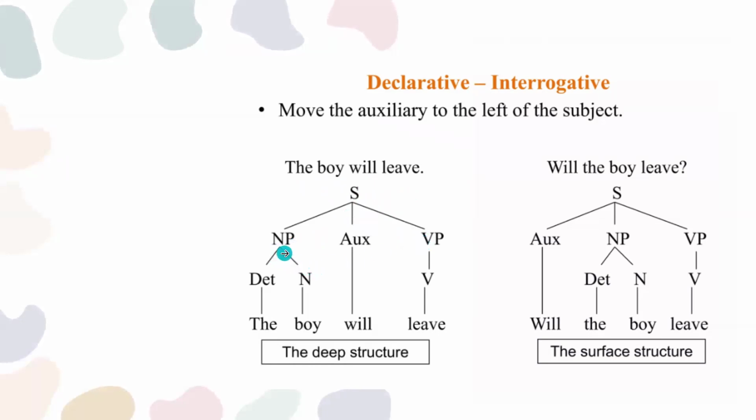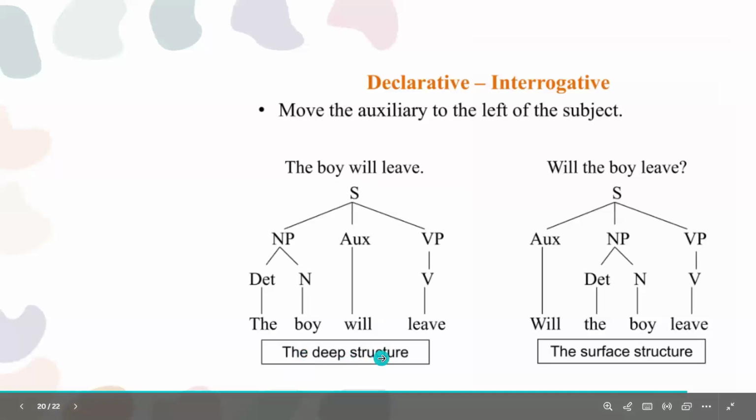So sentence here is divided into noun phrase and verb phrase. Noun phrase is further divided into determiner and noun. Determiner is the, noun is boy. Auxiliary we have here is will, and verb phrase we have only verb, that is leave. So this is the helping verb and this is the main verb. Will leave. This is the deep structure.